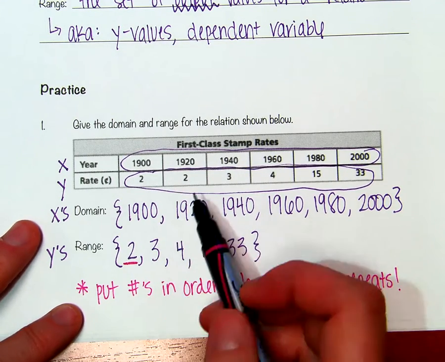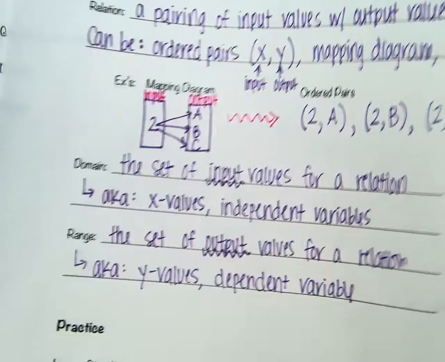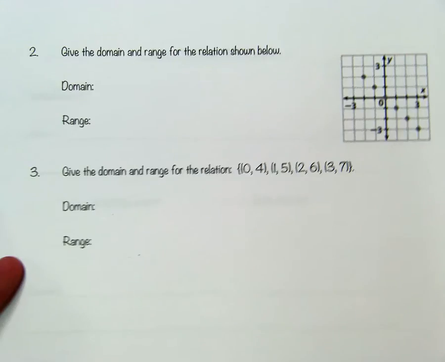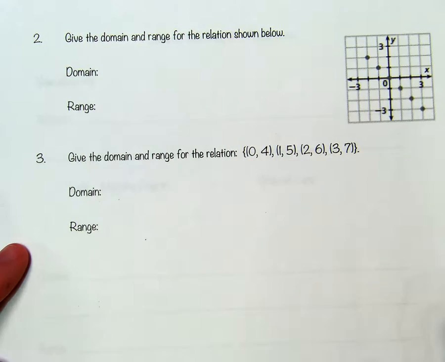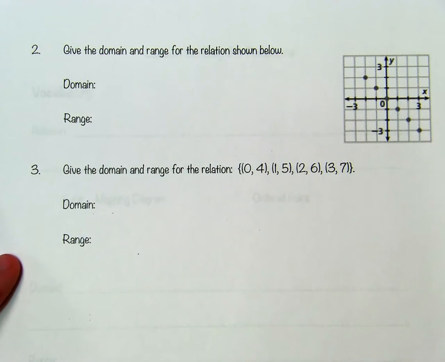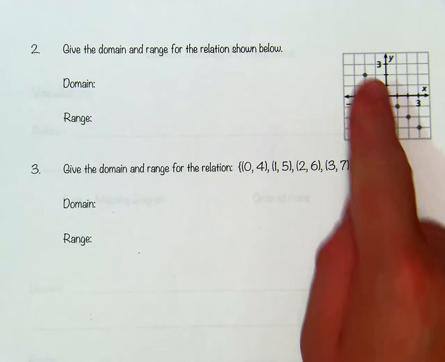So that's really important. All right, guys, on the next page, you'll see example 2, which is a slightly different kind of example because it's not a table, it's actually a graph. If you look here, we've got a picture of a graph, and it says give the domain and range for the relation shown below. The graphs can be a little bit tricky because you actually don't have numbers listed out.